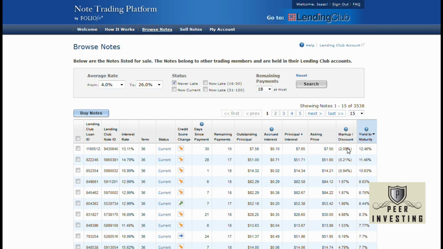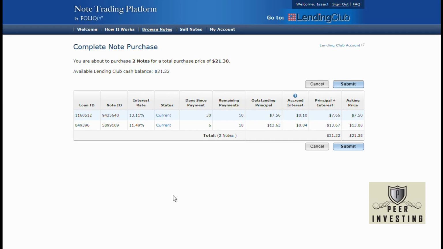So I have this, obviously I always want to try to invest in the highest yield to maturity percentage, and I might have a problem with the dollar amount that I have. Let's see if I got, so 750 and then 1388. I'll click on buy notes. So I'm actually over by 5 cents. So I'll just cancel out of that. And what I'll probably do is just go back to browse notes.